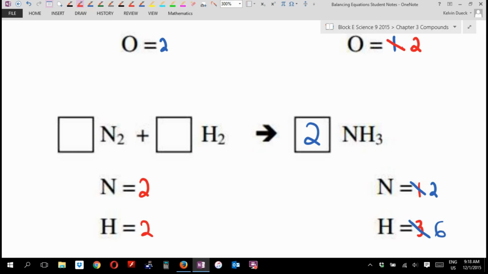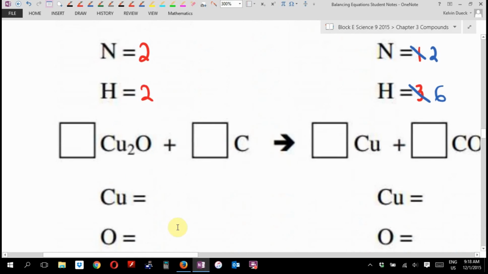Alex. There you go. N2 plus 3 H2s results in 2 NH3s. That'll balance and you won't have anything left over. Oh, and there's an invisible 1 in front of the N2. But let's kick it up a notch.